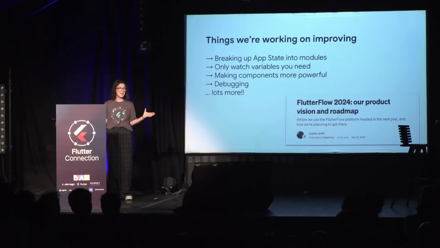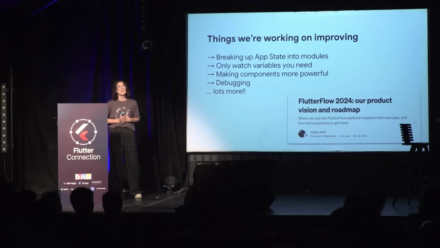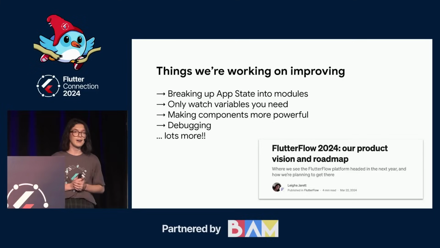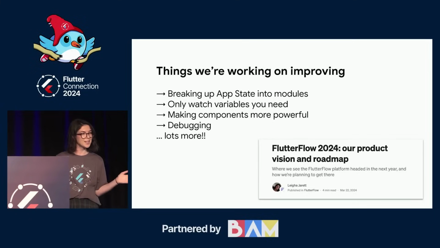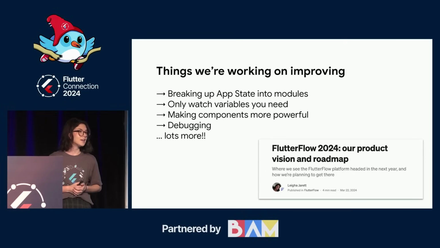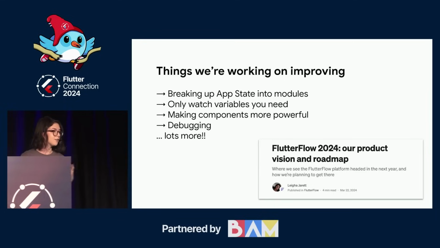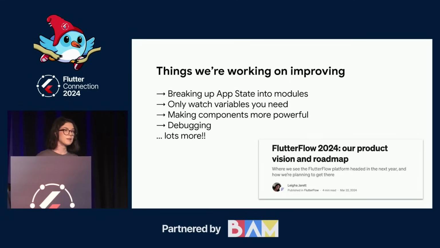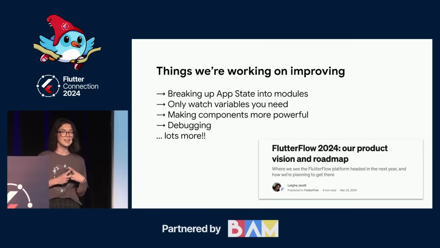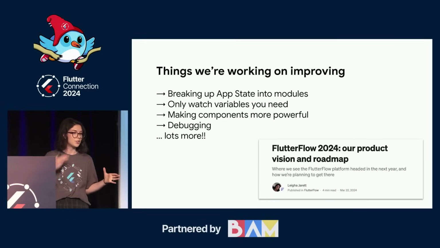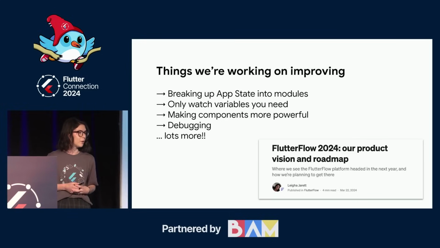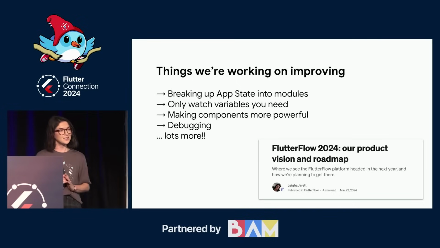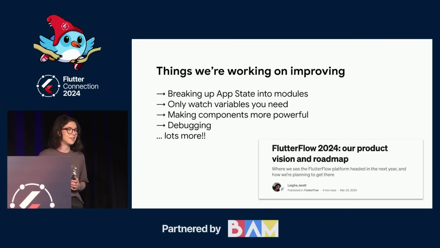And I did want to say that there's lots of things we're improving on. I recently wrote up a blog about our vision and roadmap, so feel free to take a look. But a big part of our roadmap is improving the architecture of apps generated with FlutterFlow. This is things like breaking up our app state into different modules, being more specific about only watching the variables that you need, making components more powerful in general so that you can create components wherever possible, and also just making it easier to debug, because I know that's just something that's in general difficult to do in low-code tools.